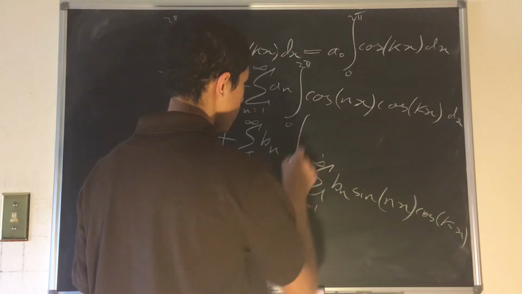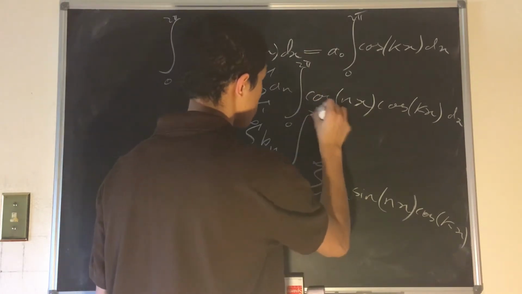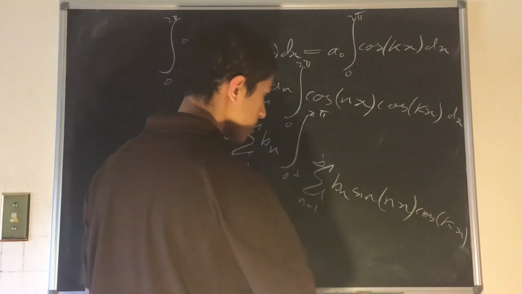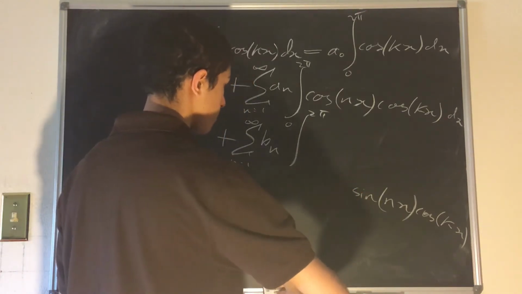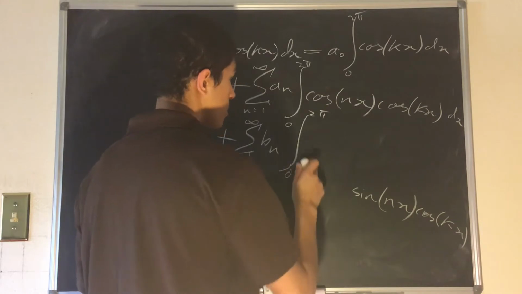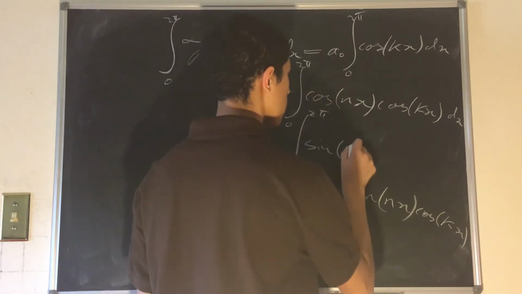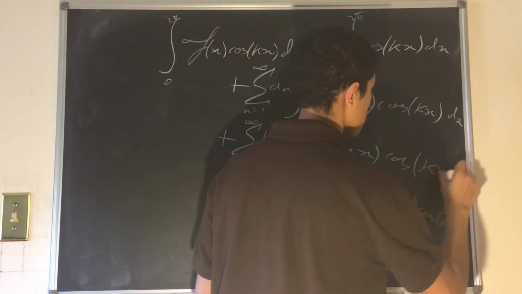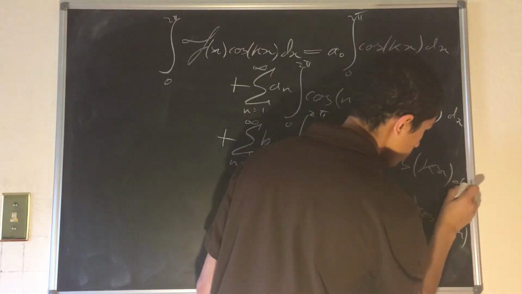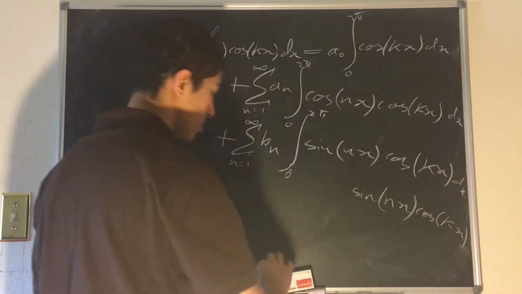So now we have times integral 0 to 2 pi, and then what's this term here? That's sine nx cosine kx. So we have sine nx cosine kx, and let me squeeze a dx into there.